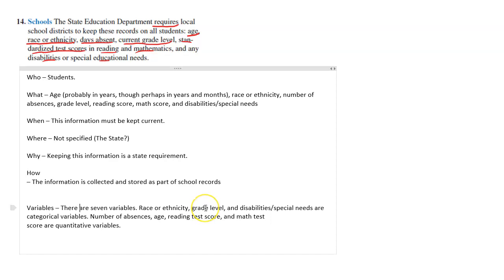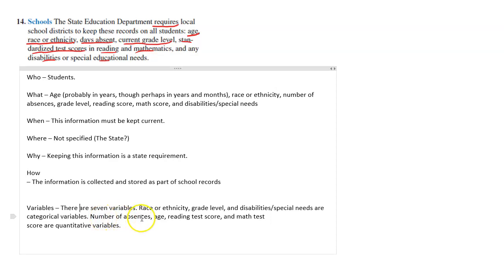Like a grade level is technically a number, but it's not a number you do data on, like what's the average grade level. You're not going to do that. Grade level is just a way to identify what grade the student is in. It's not a number that we're going to take mean, median, mode, range, and all that on. Race or ethnicity and disabilities would all be categorical.